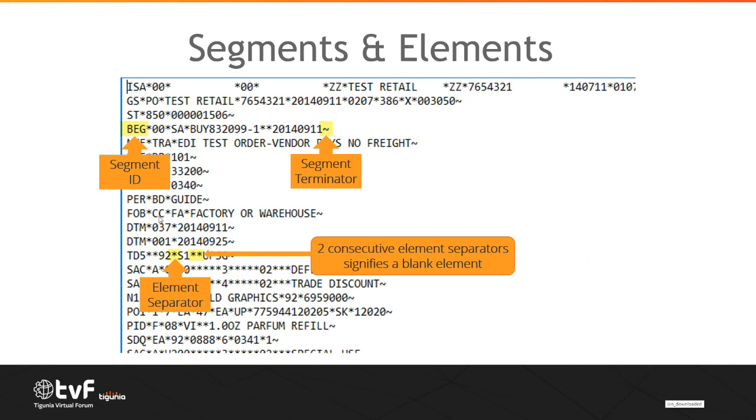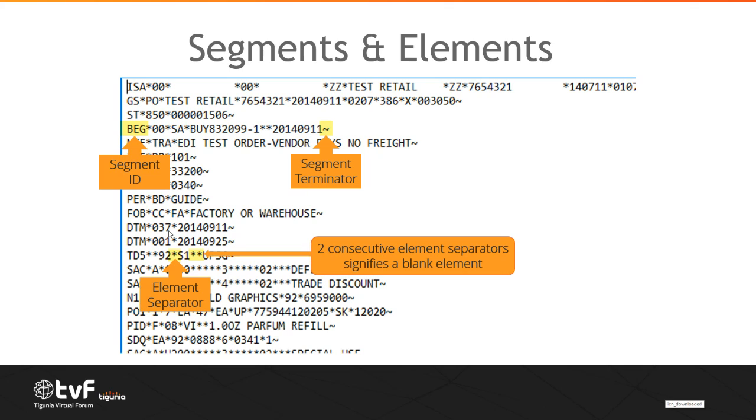CC means it's collect. FA, factory or warehouse, collect at the factory. I'm going to focus your attention on these two segments here, DTM 037 001 with two different dates. DTM means date time. I'm not asking anyone to remember that, but notice that that segment is there twice. So how do I make the difference between these two? Well, the first element, because the segment ID doesn't count, 037, is the first element.